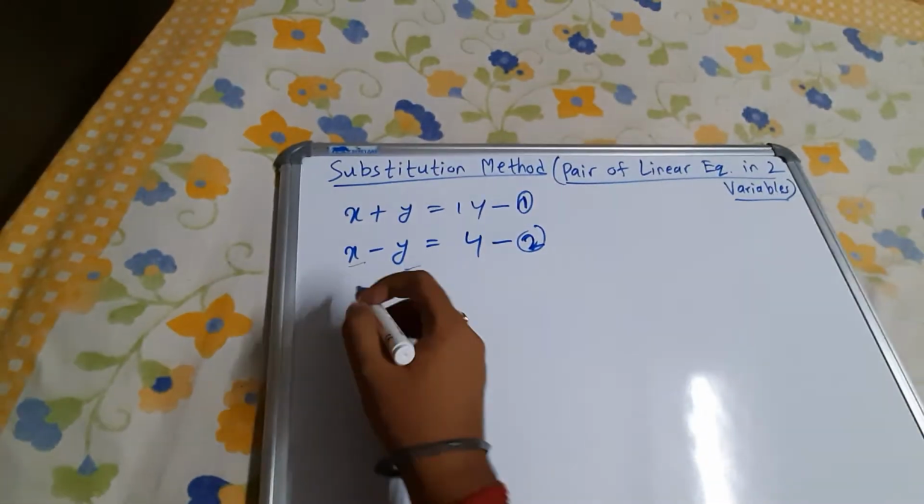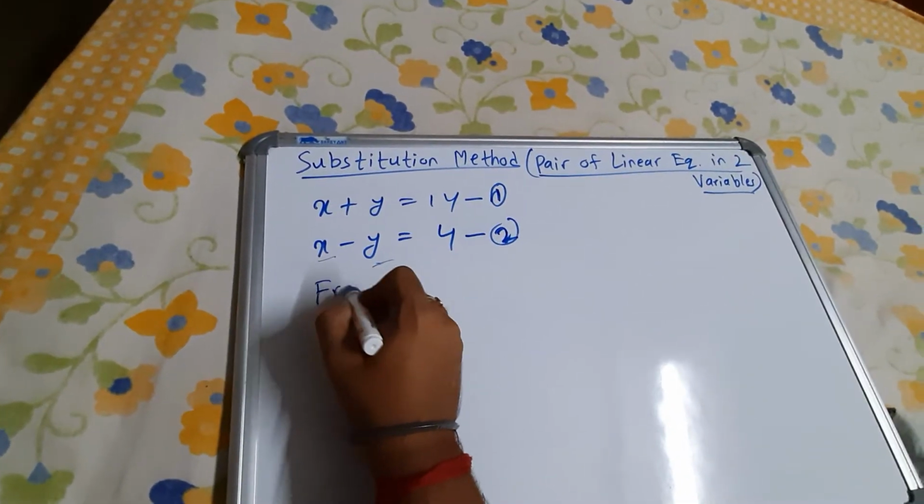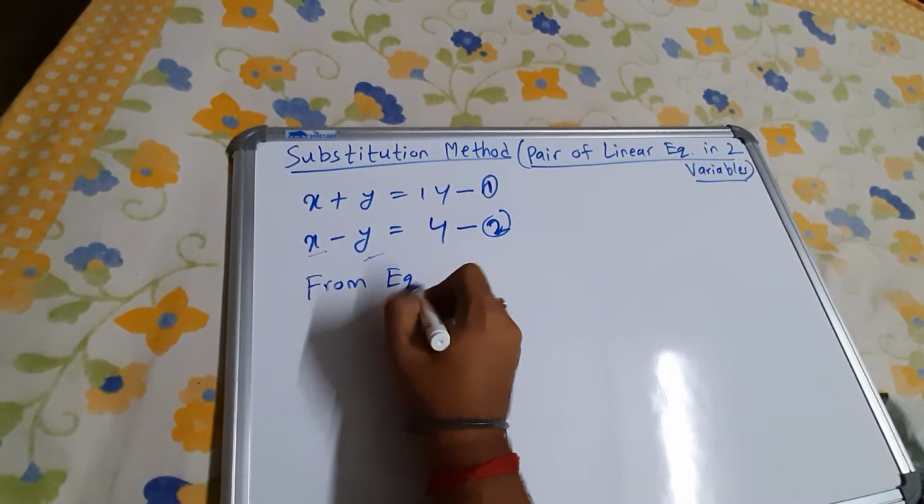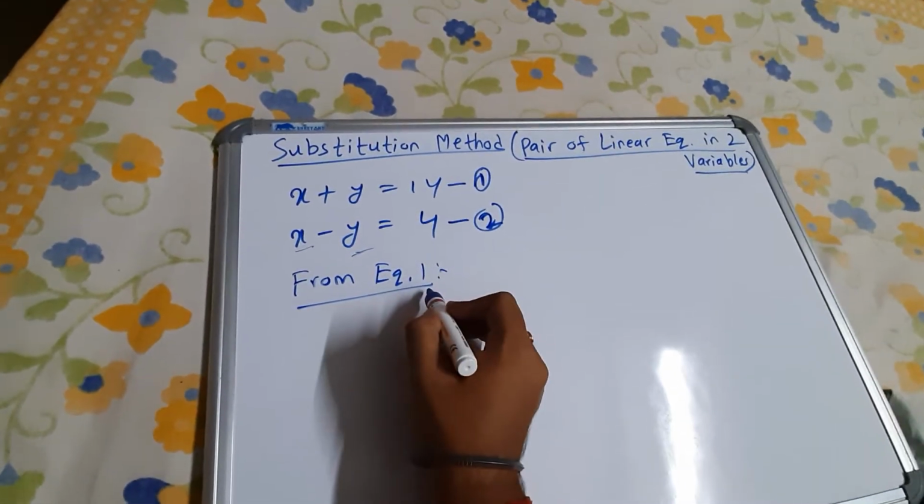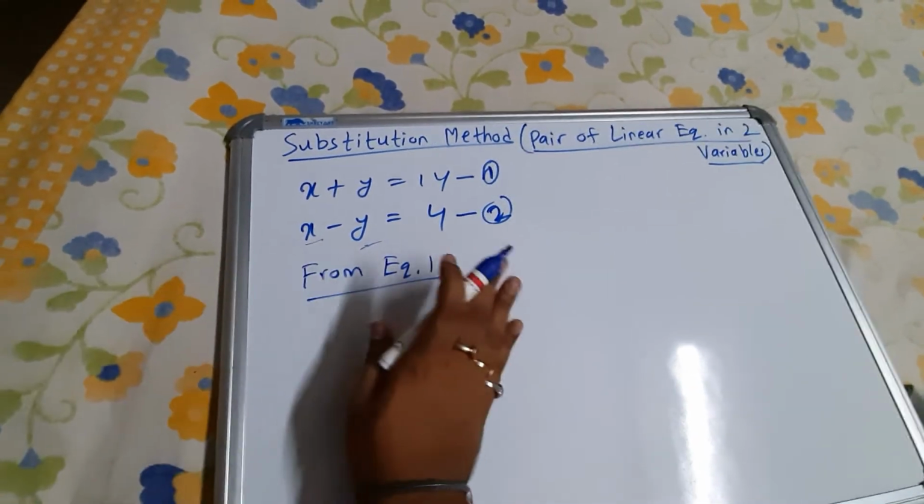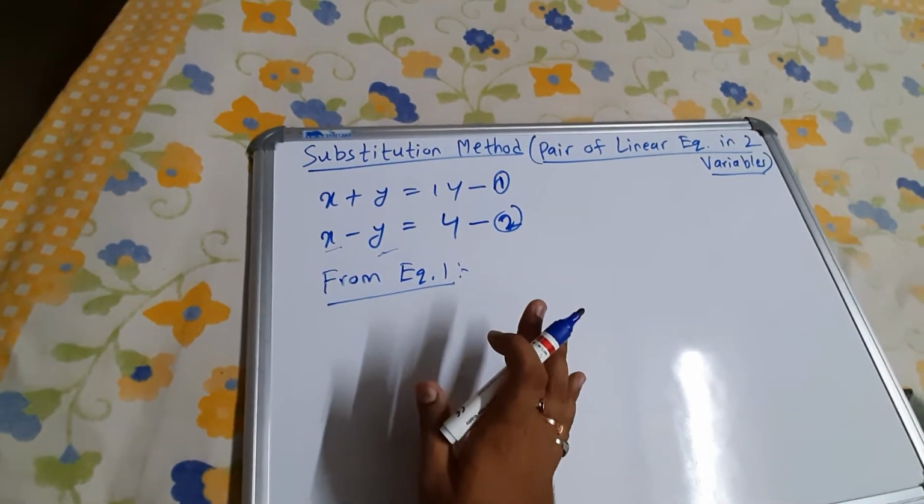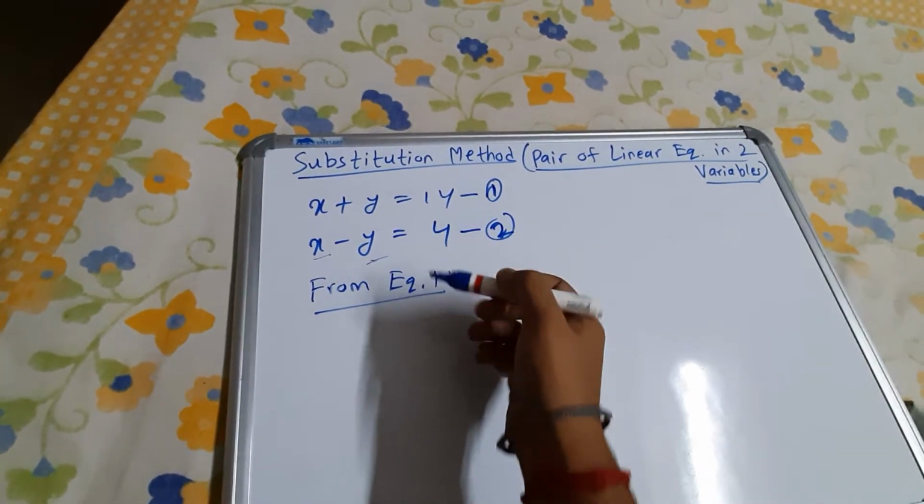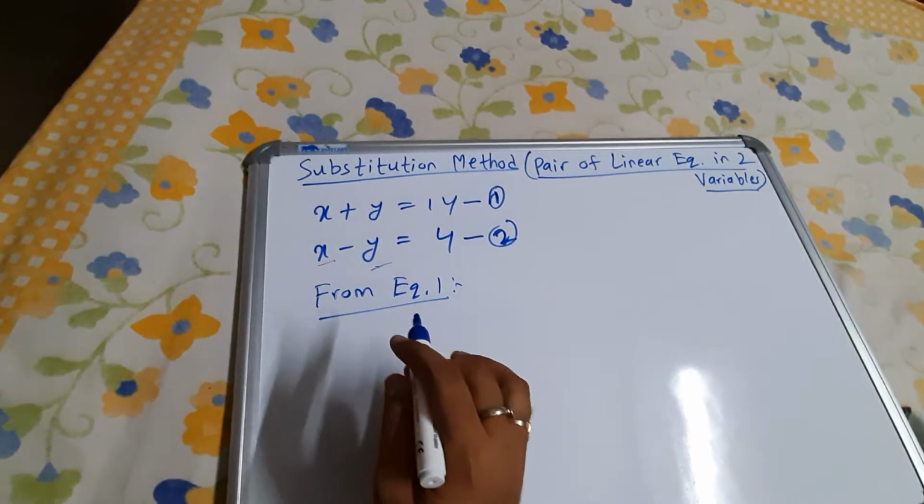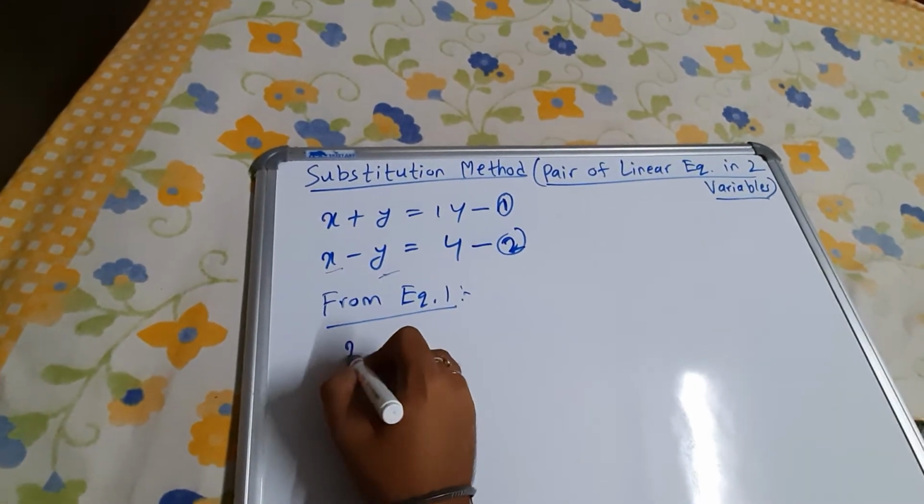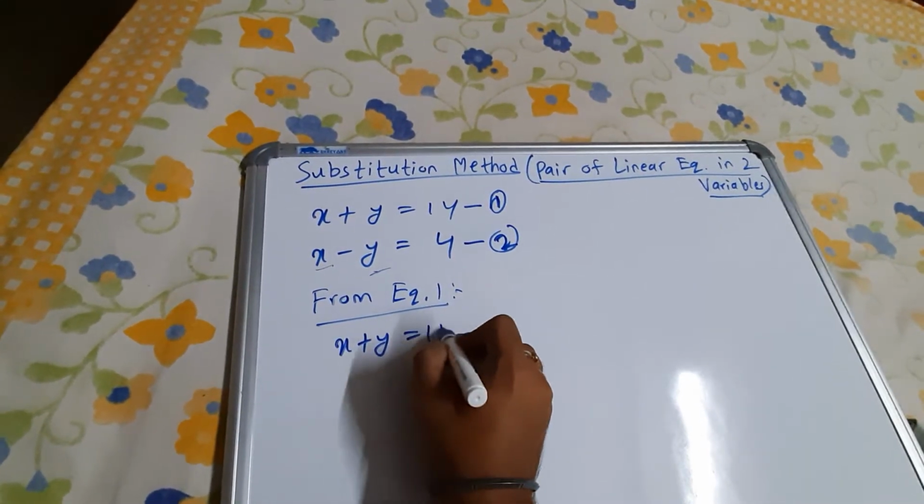So I am just considering, you have to write like this, equation 1. You can do equation 2 also. It's not compulsory that you have to take equation 1. You can take any equation and find the value of either x or y. So I am taking equation 1. Equation 1 looks like what? Like this, x plus y equal to 14.